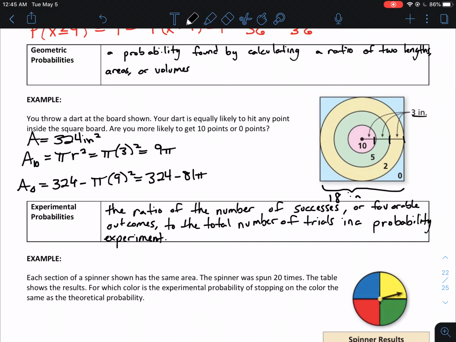Okay, now let's go ahead and find what these probabilities are. The probability that you get 10 points would be the area for 10, which is 9 pi, divided by your total area, which is 324. Now we can convert that to a decimal. If you take 9 multiplied by pi divided by 324, you'll get a probability of 0.087.